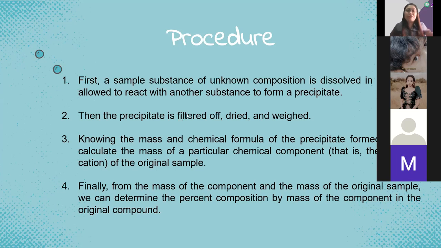The precipitate is filtered off, so kukunin natin siya and idadry natin siya. Mostly, dinadry natin yung precipitate natin inside a laboratory oven. And then after that, iwi-weigh natin, kukunin natin ang mass ng ating precipitate. Now, galing doon sa mass ng ating precipitate class, we can actually calculate the mass also of a particular chemical component doon sa original substance natin or doon sa unknown substance natin.